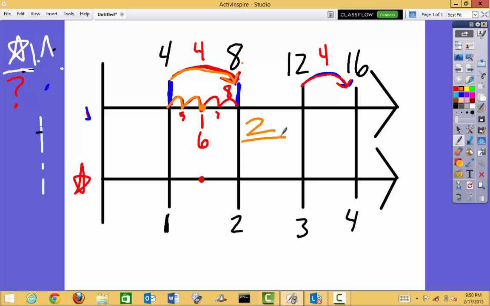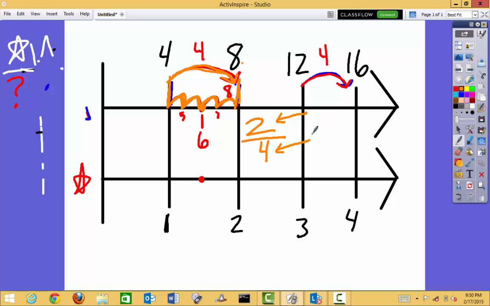How many jumps, though, is it to make a whole? So a whole is from one number to the next. Well, it took me 1, 2, 3, 4. So it took me 4 jumps. So this is my fraction. It tells me I went 2 jumps, 1, 2, out of a possible 1, 2, 3, 4 jumps.